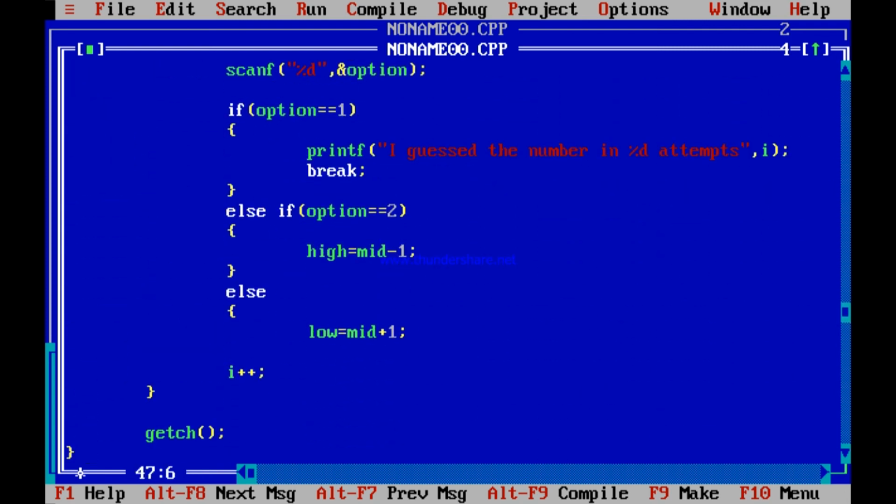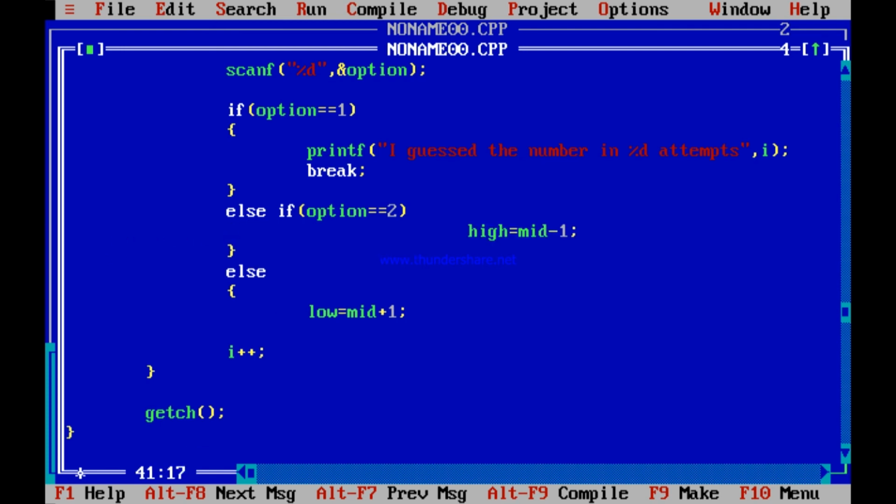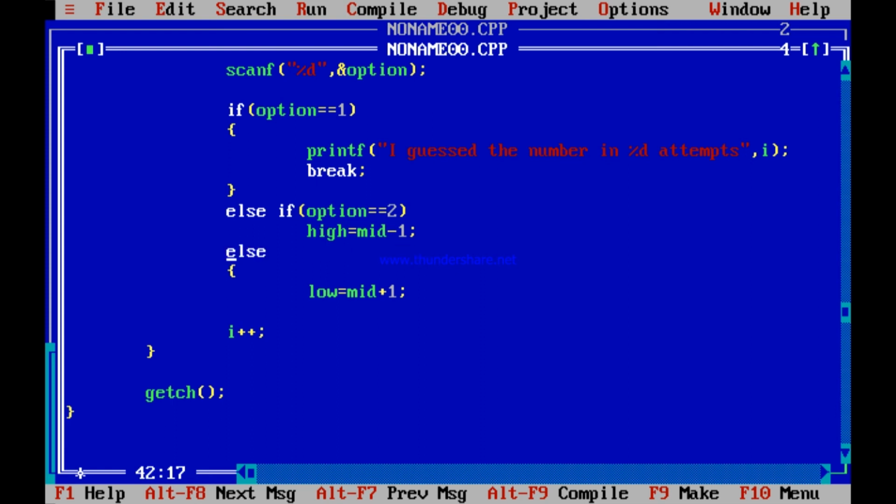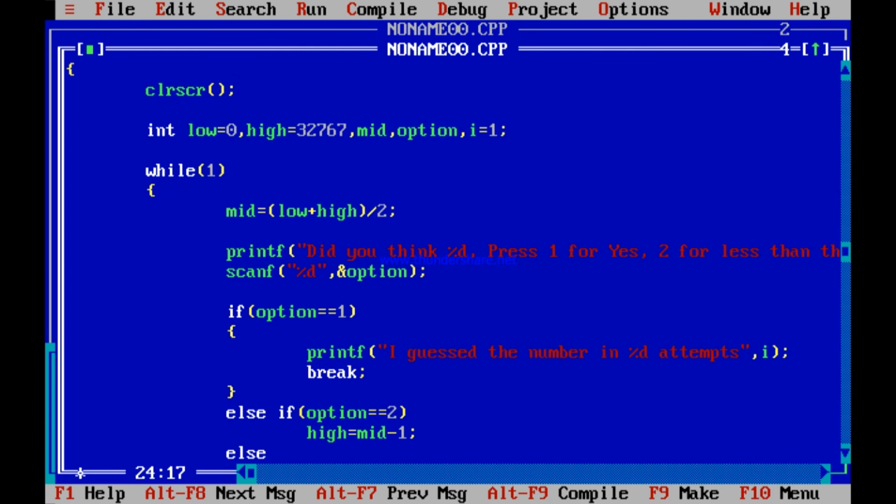So you complete this else. You don't need these brackets anymore, because there is only one statement within the else part. This is enough. So else low equal to mid plus 1. You increment i and go back. You can say, I guessed the number in %d attempts. These many attempts I took to guess the number. So this is how you write the program.